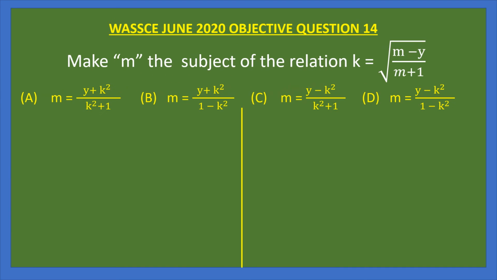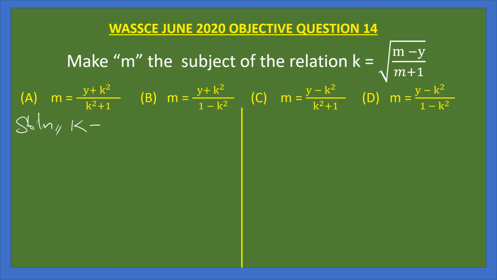Okay, let's take the next question. This is the last question for this part 2. West African Senior School SAT, June 2020. Objective question number 14. They say make M the subject of the relation K is equal to the square root of M minus Y over M plus 1. The options are A, B, C, and D. So one of them is the correct answer. So let's solve it. Solution.